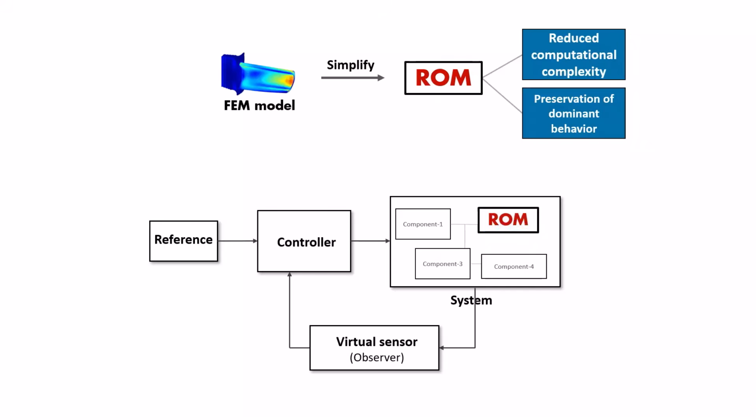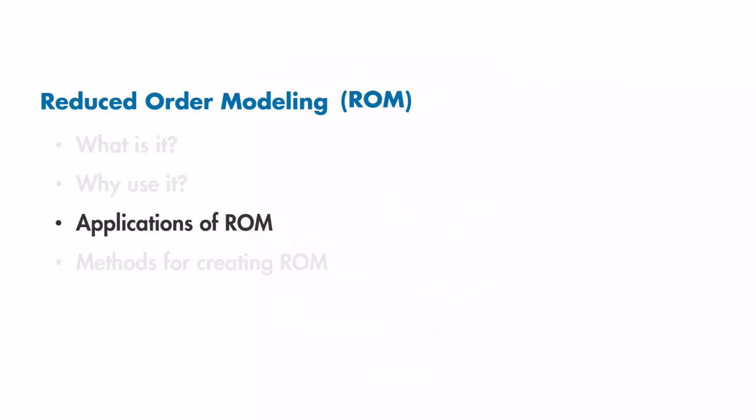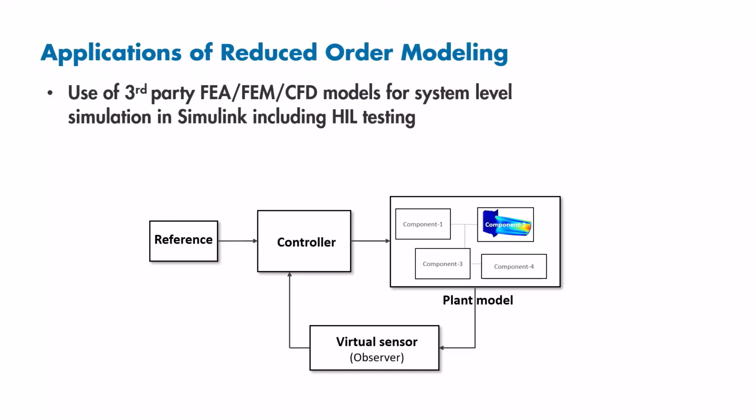In addition, ROM also facilitates the design and real-time implementation of control algorithms, where reduced models can replace different components of a control system. We'll see some examples of this as we take a look at different applications of ROM. One of the reasons Simulink customers use ROM is to enable simulation of third-party FEA, FEM, or CFD models in Simulink, including hardware-in-the-loop testing. In this scenario, as we just discussed, we can replace detailed high-fidelity models for one or more components with reduced order models.